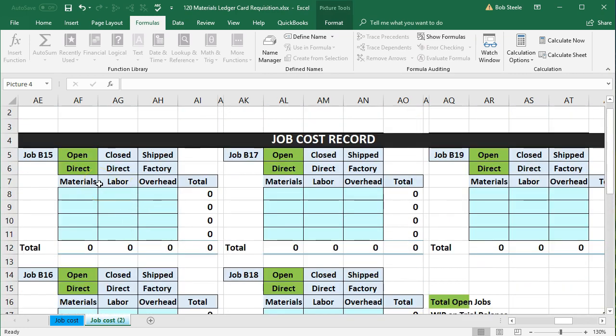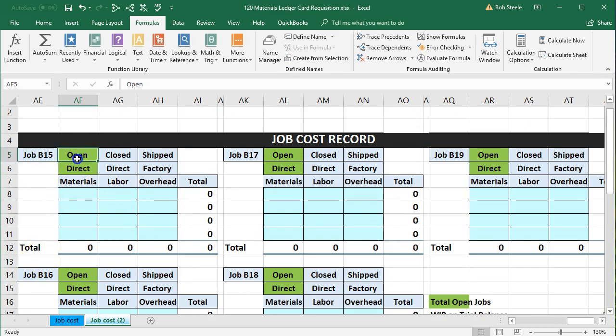Now these are fairly simplified sheets, but notice what we're going to have is the job number. And I'm going to represent whether it be opened, closed, or shipped, meaning we sold it. And then we've got the direct materials, direct labor, and the factory overhead. Every job is going to include those three things.